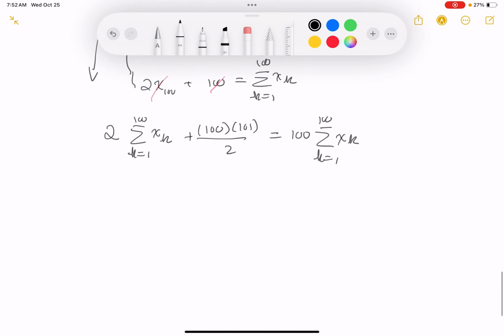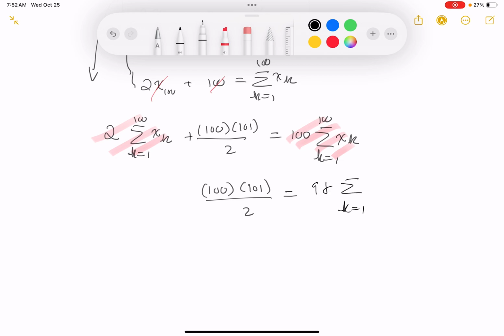Well, I have an equation now that I can probably figure out. And I want to point out what I mean by that. I got 100 times 101 over 2. I am now going to take this term, which is 2 of those things, and take it from this thing, which would be 98 of those things. So I'd get equal to 98 times the sum, k equals 1 to 100 of xk. All right? I think I can figure the sum out now. And what's the sum going to be?